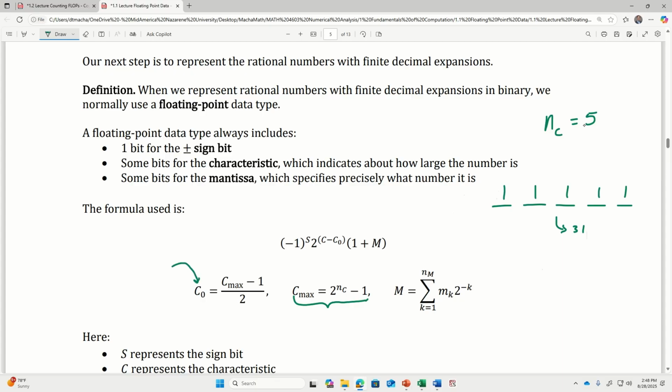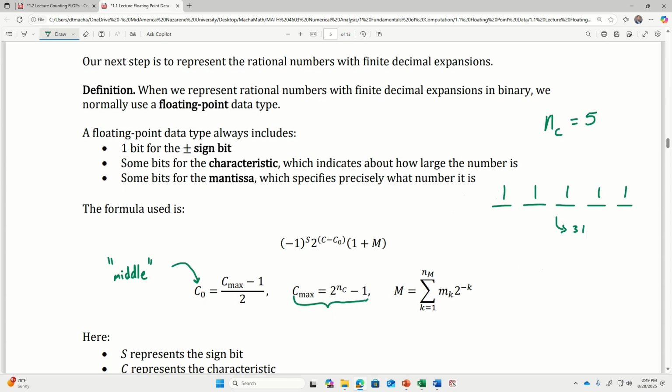This C with a little 0 subscript is supposed to be the middle value of the characteristic. So we divide by 2 because we're aiming for the middle. We take the maximum number it could possibly be and we divide by 2 because we want it to be smack in the middle. Only the characteristic max is always going to be an odd number, and we can't divide by 2 if it's an odd number, so we have to subtract 1 from the max, so that way we can divide by 2 and get a natural whole number. So the C0 is supposed to be somewhere in the middle of the range of values you can get for your characteristic.